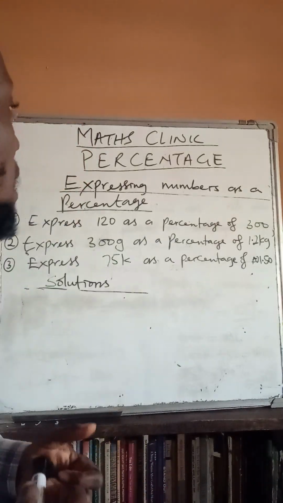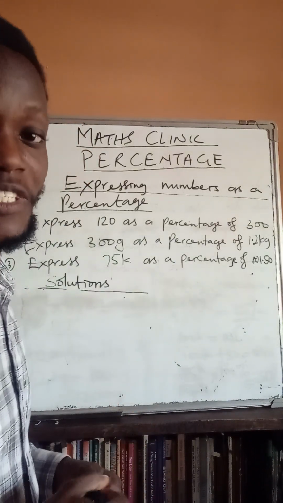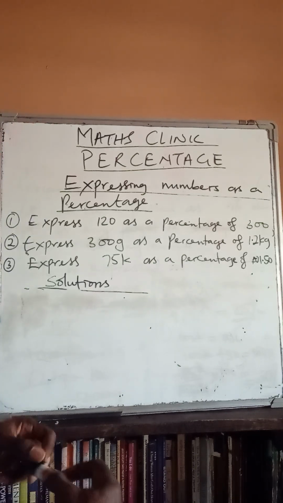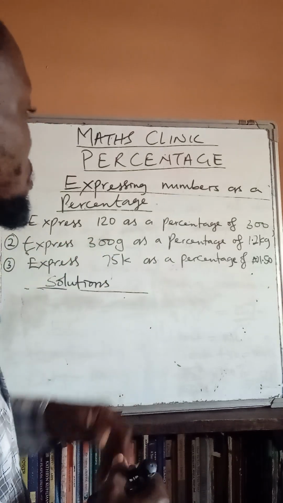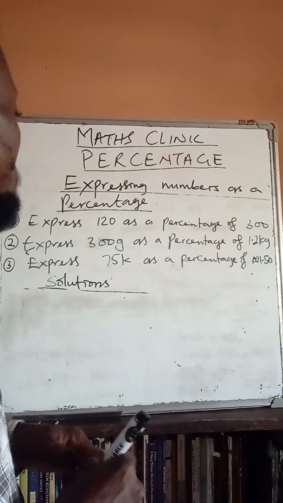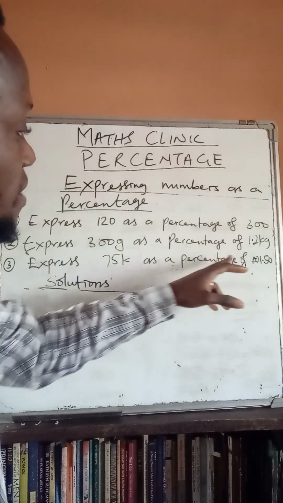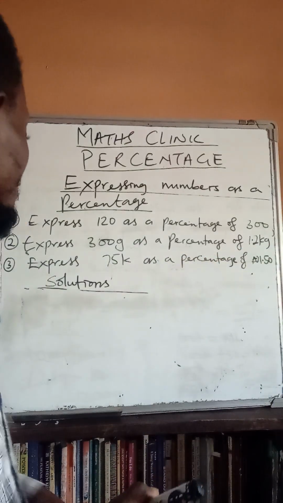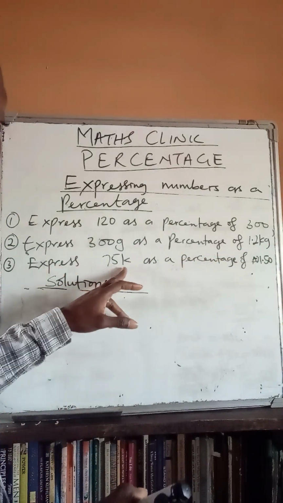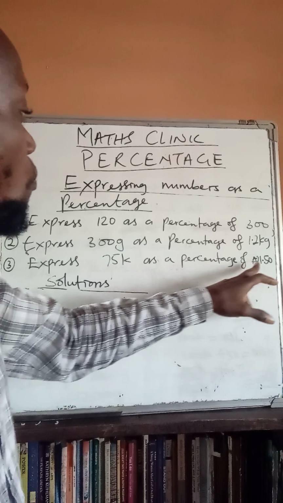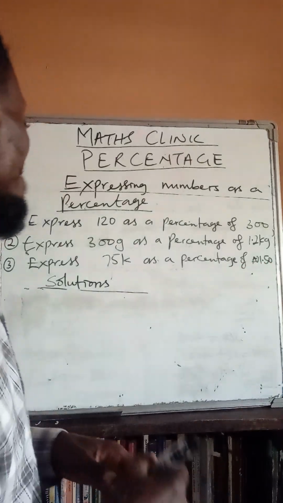Expressing numbers as a percentage. 1. Express 120 as a percentage of 300. 2. Express 300 grams as a percentage of 1.2 kilograms. 3. Express 75 kobo as a percentage of 1 naira 50 kobo.